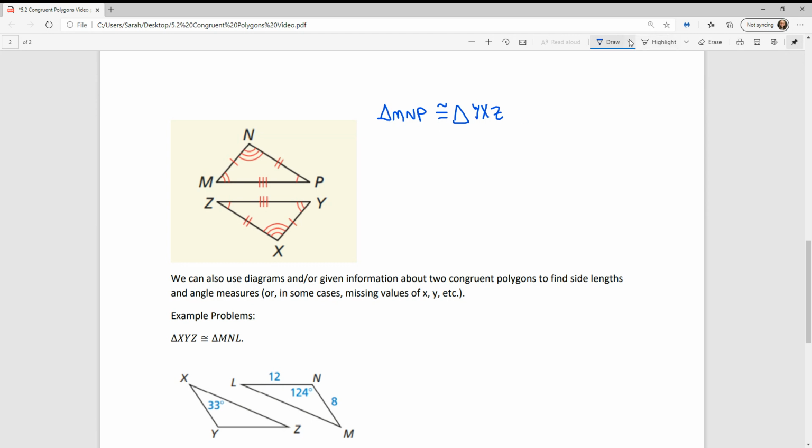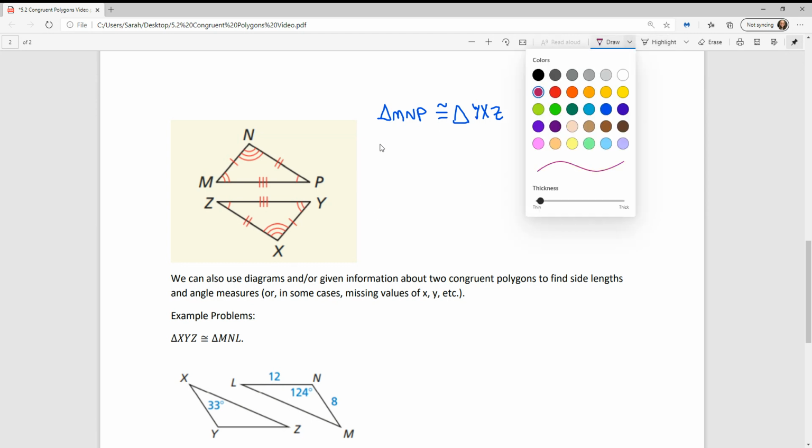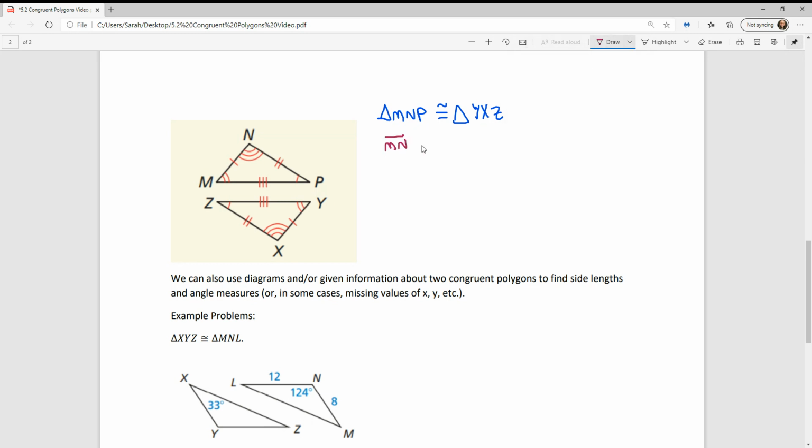Now we need to go through all of our sides and our angles. I'm going to do sides first. Segment MN is congruent to, which one matches up with that? It would be YX. Again, order is very important. Segment NP, or side NP, is congruent to XZ.